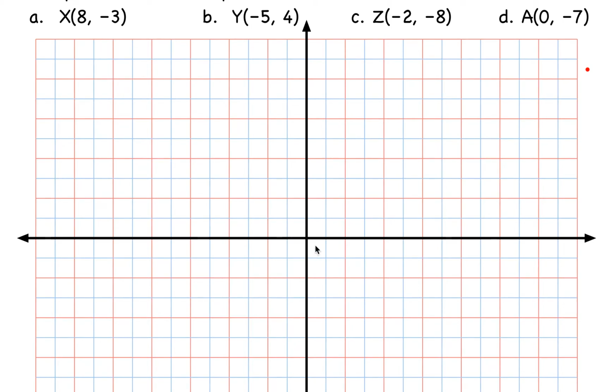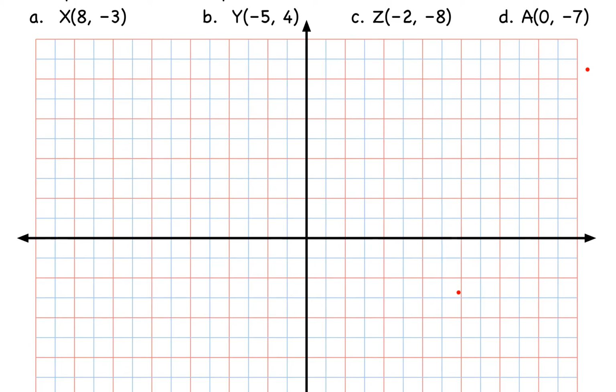So you always start at the origin. Okay, so I'm going to grab one of these dots and I'm going to start at the origin. On the x-axis, I'm going to go 8 units to the right. So we're going to go 1, 2, 3, 4, 5, 6, 7, 8. So I'm going to be right here. And then on the y-axis, it says it goes down 3. So now I'm going to take that thing and go down 3.